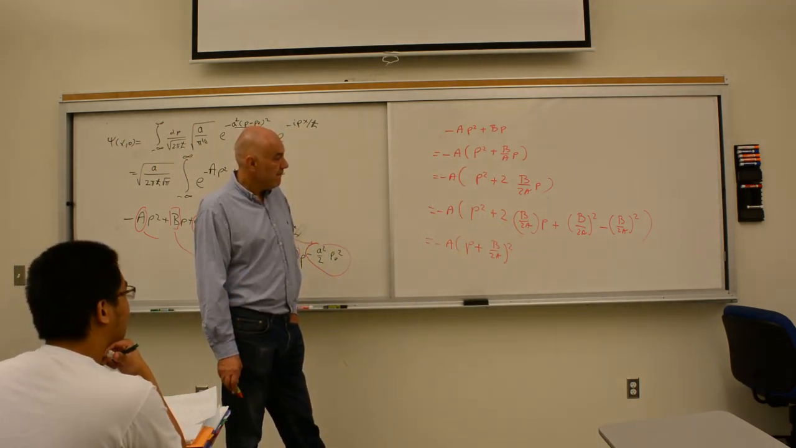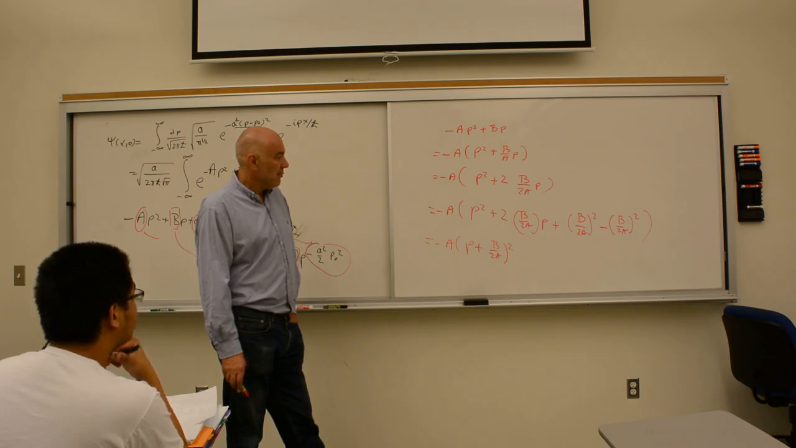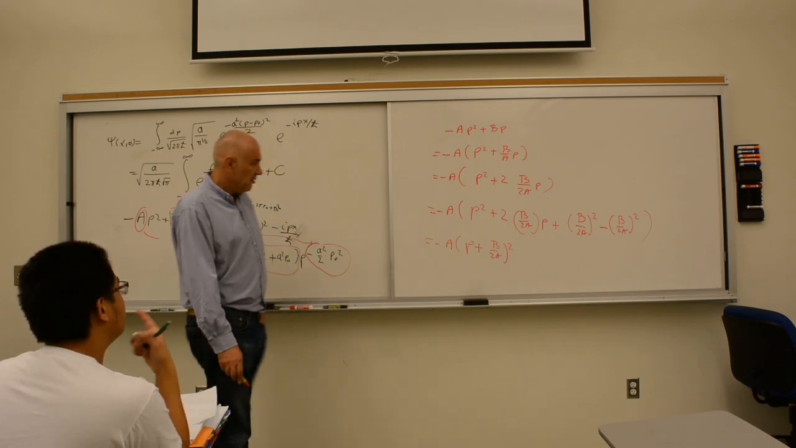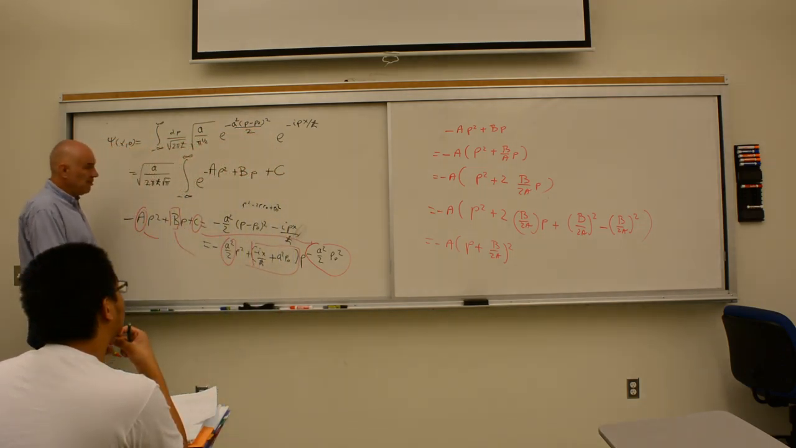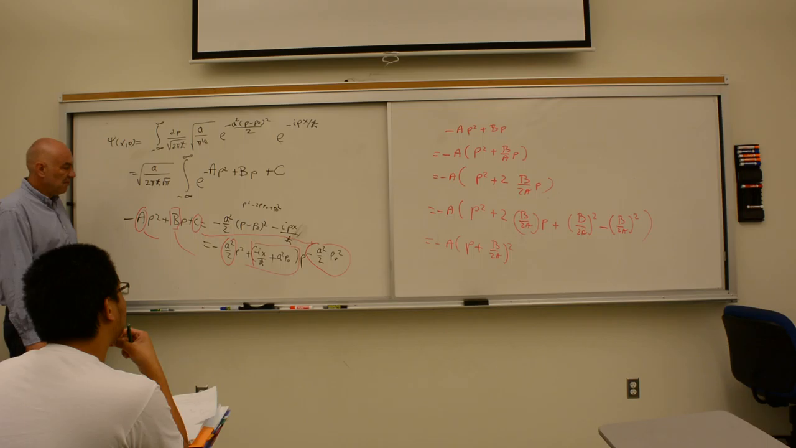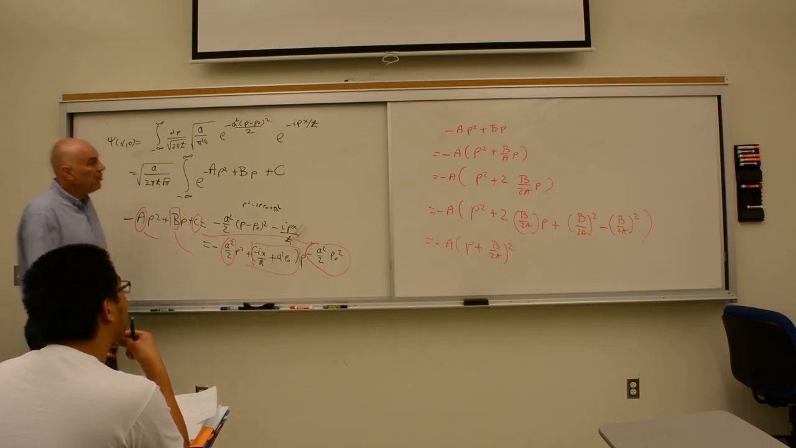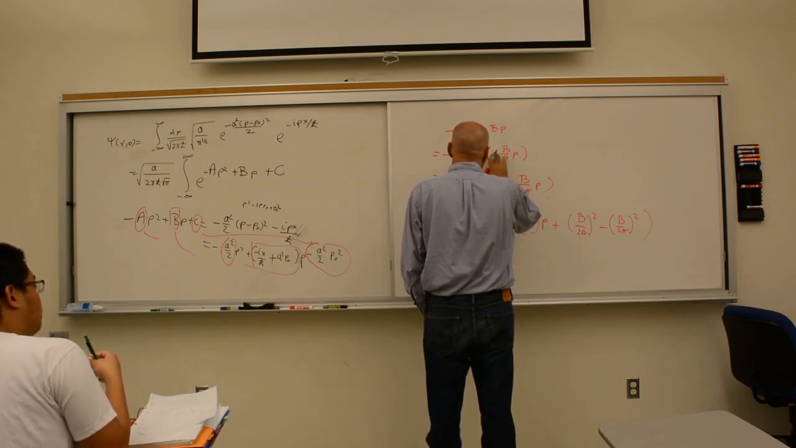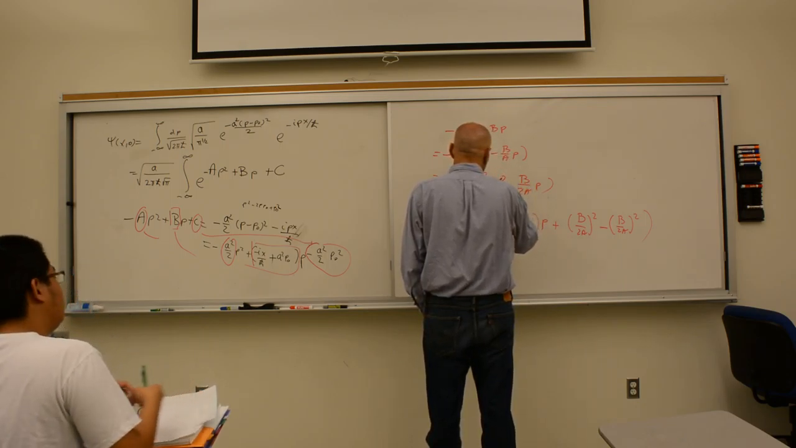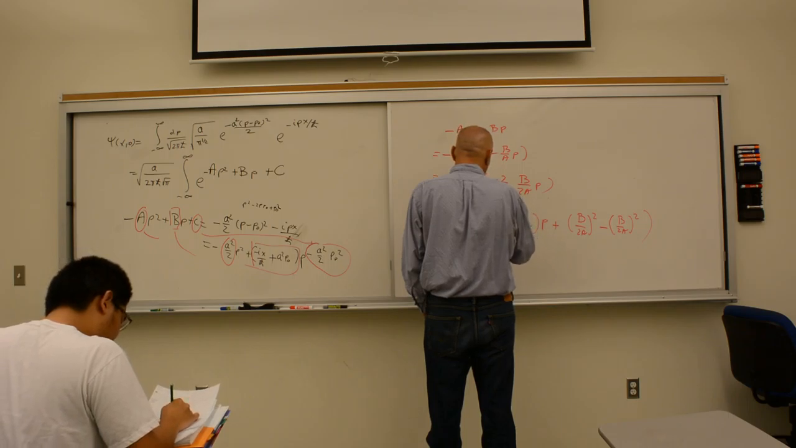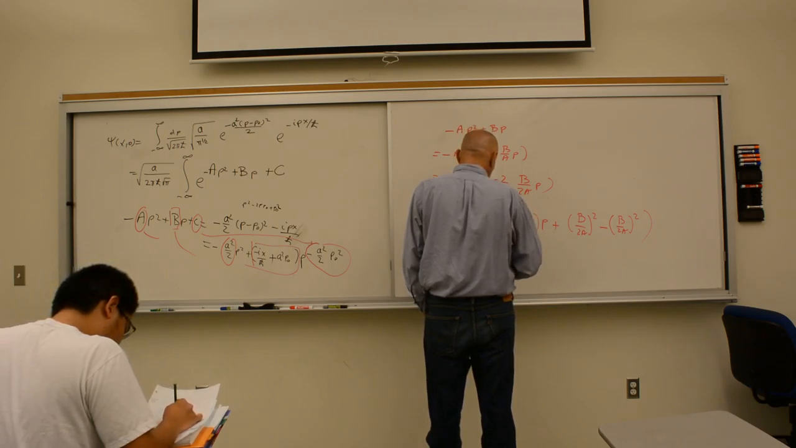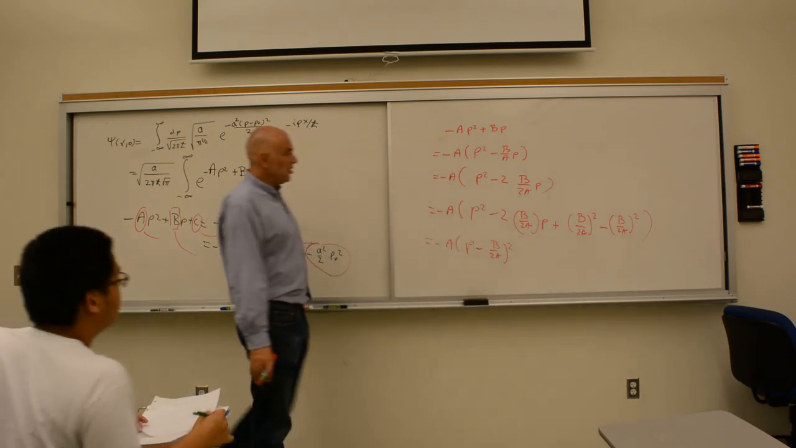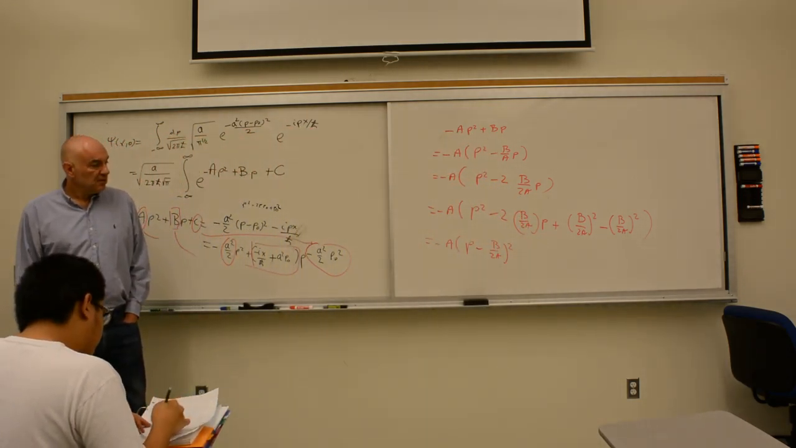So if I do that, then I have minus a. This term and this term become p plus b over 2a squared, right? Shouldn't the b over a be a? Why? These are just arbitrary constants. But it's because you factored out the a. Oh, I see what you mean.